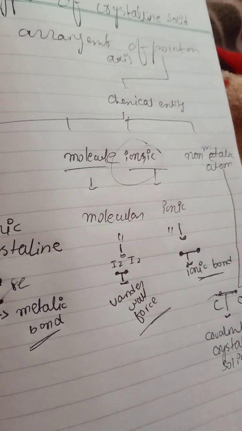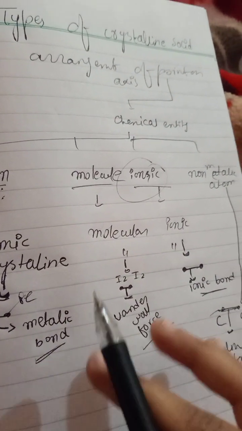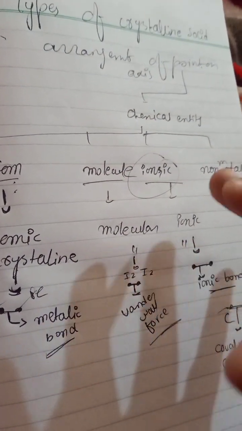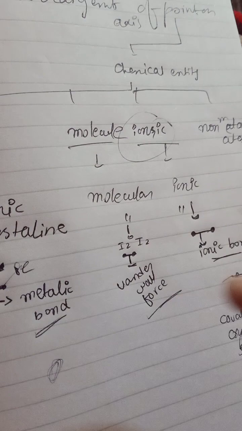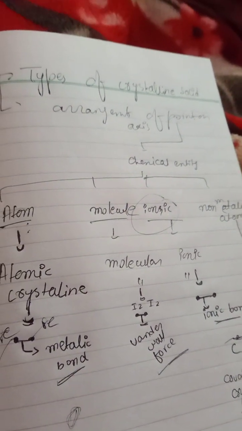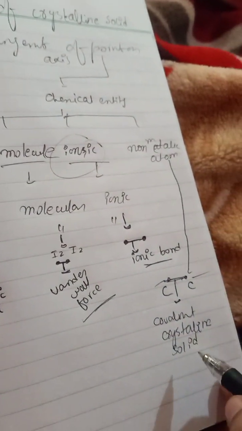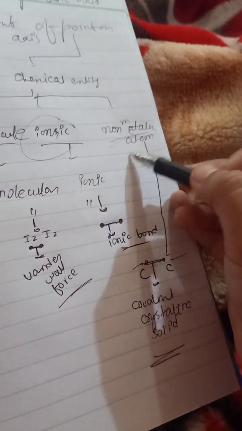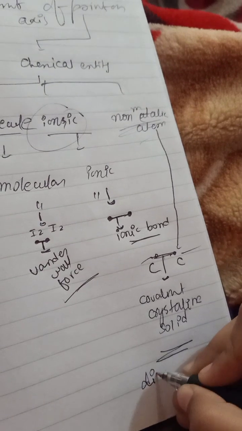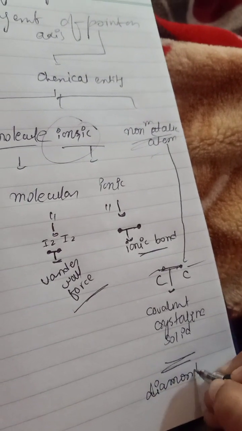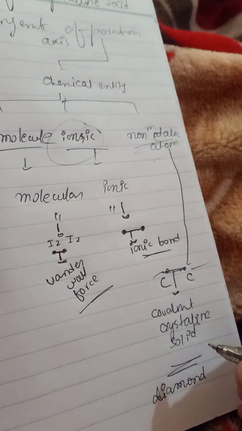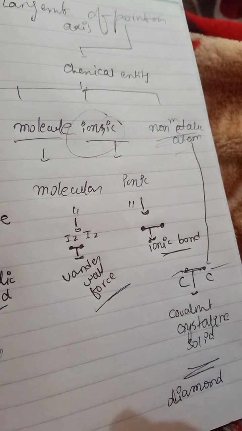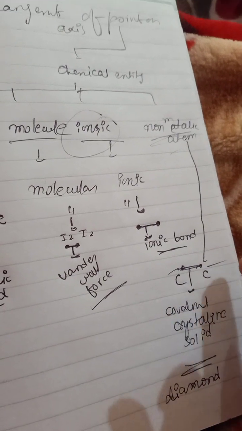These four entities will have a lattice. A lattice is basically a structure that we will be discussing. For example, for a non-metallic atom, the example will be diamond. Diamond has a crystalline structure but is covalent.